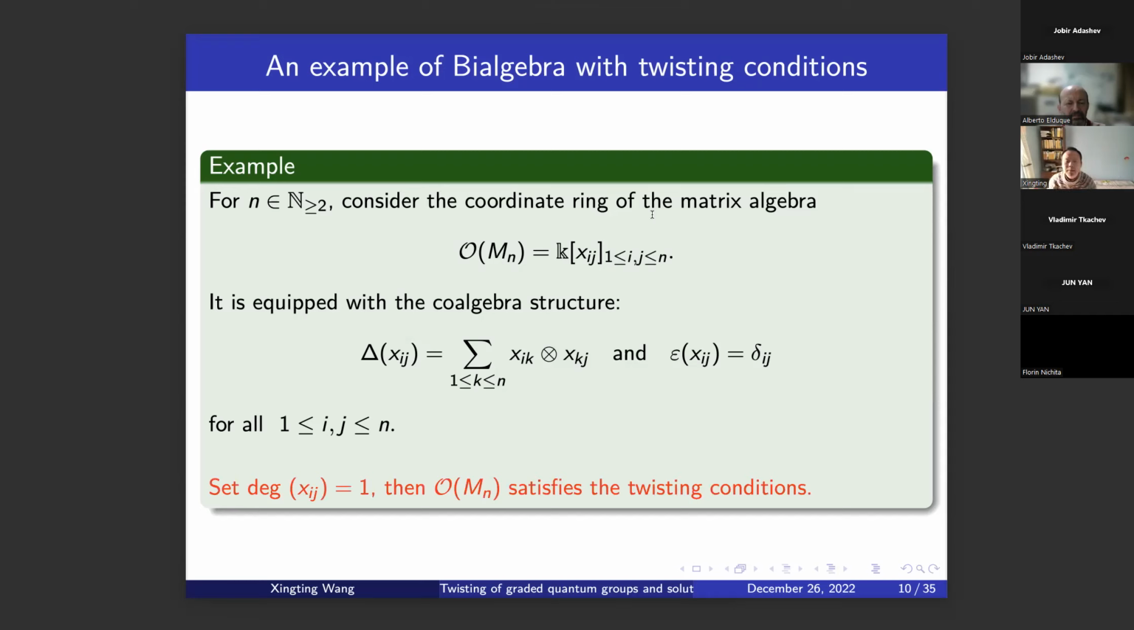But if we put the canonical grading on that, which everybody probably will do, we let the algebra generators have degree 1. Then, because the co-matrix structure has this form, delta of x_ij equals the sum of x_ik tensor x_kj, it's very easy to see that this bialgebra satisfies the twisting conditions.